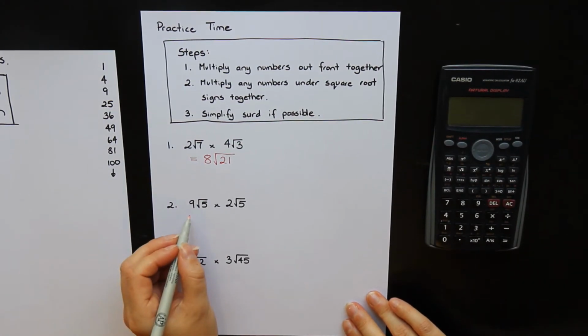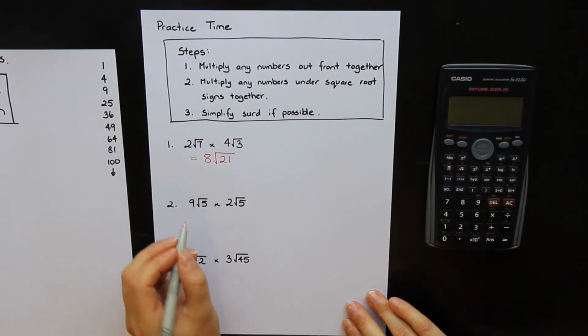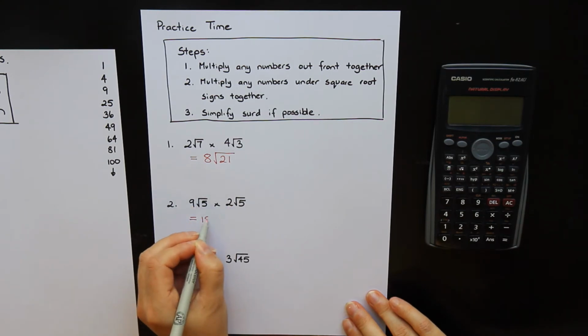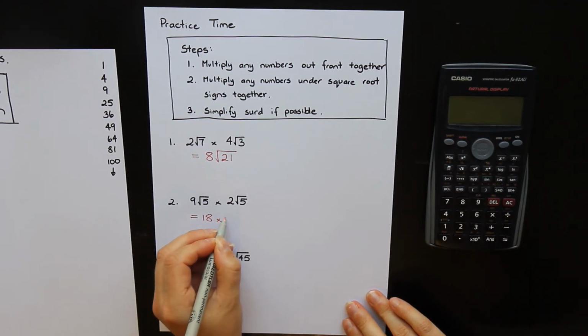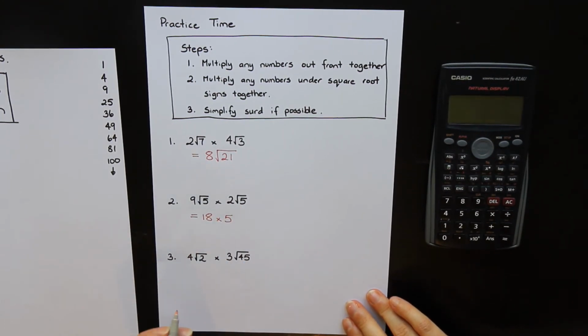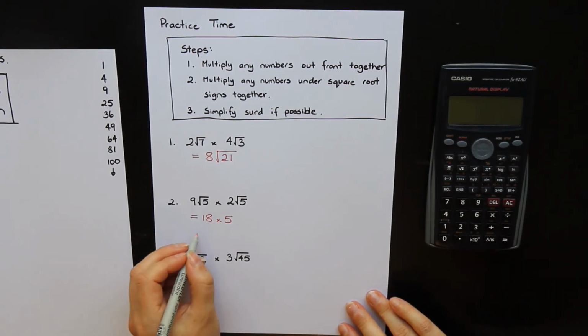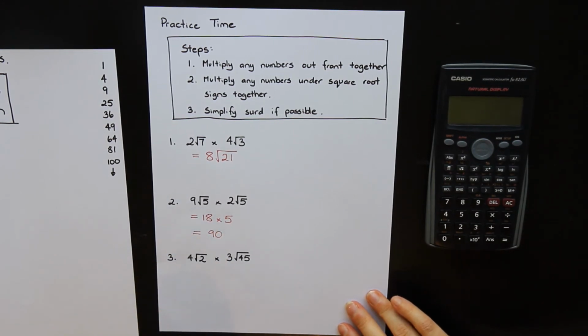Let's do it again for question 2. 9 root 5 times 2 root 5. First step, multiply the numbers out the front. 9 times 2 is 18. Multiply the numbers underneath the surd is the second step. Root 5 times root 5 though is our special case, which becomes a 5. And then multiply our numbers together. 18 times 5 is 90.